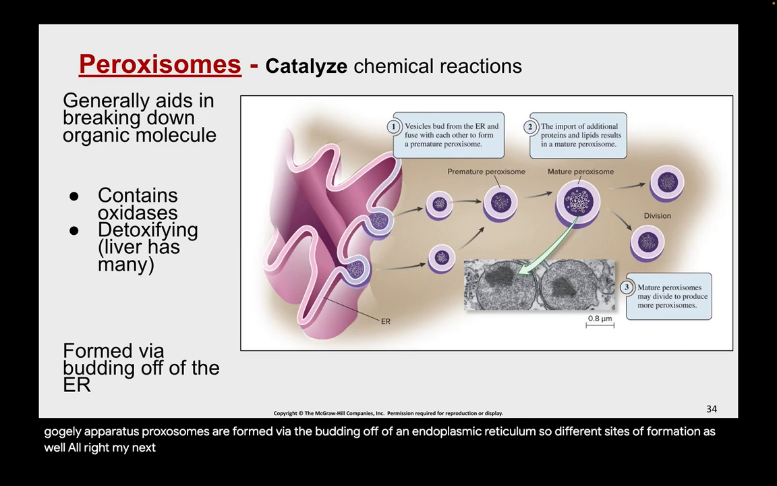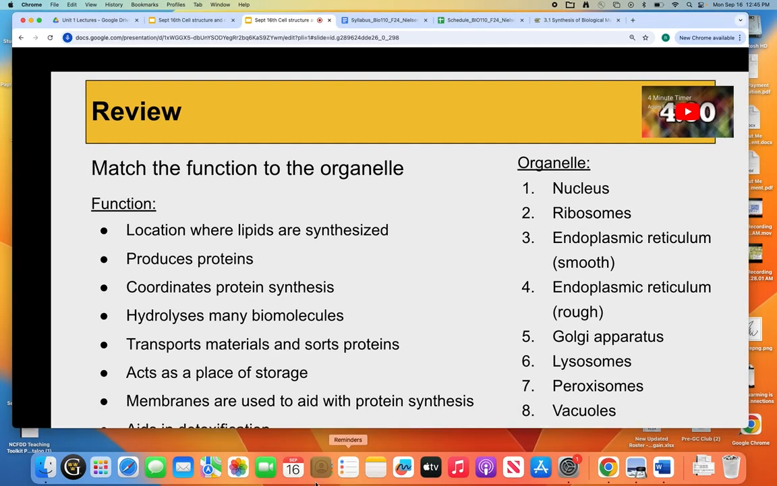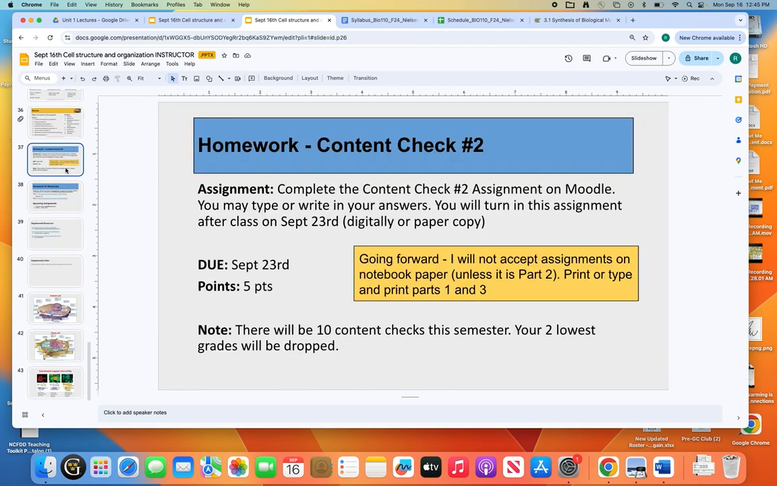All right, my next slide is vacuoles, but in my last class we did not get to the vacuole slide. So I'm actually going to skip it and we'll start there next Wednesday. But I want to mention we have 2 homework assignments that I'm introducing, one of which is due on Wednesday. The other one is this content check. So content check number 2 is up. It's not due till next Monday. I really want you to print it out and write your answers, or type your answers and upload it digitally. What I don't want you to do is write out the questions on notebook paper and then write out the answers as well. It's more work on your end and it's harder for me to grade.